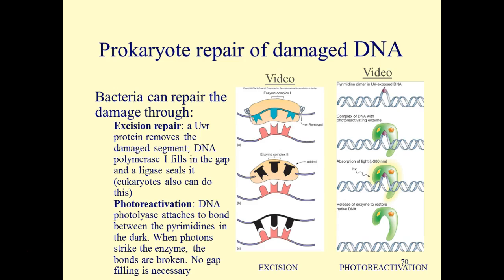Another type is called photoreactivation, and eukaryotes can't do this. This is when an enzyme called DNA photolyase attaches to the bond between the pyrimidines, and this happens in the dark. When photons or light strike the enzyme, the bonds are broken. In this case, no gap filling is necessary, no ligase is necessary to fix the problem. So let's take a look at a video on these two processes.